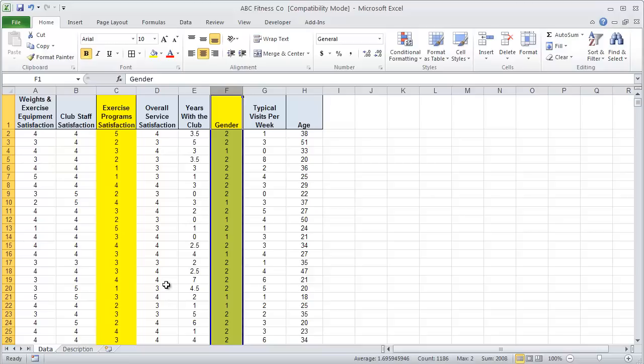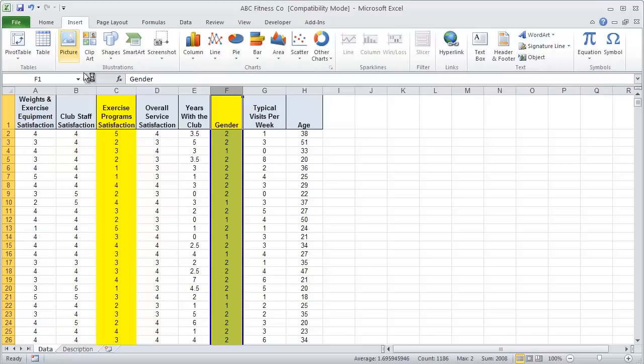So those are the two we want to compare. So we want to compare gender against exercise program satisfaction. If we look at the description tab, we'll find that 1 is male, 2 is female. We'll also find that 1 is very dissatisfied, 5 is very satisfied.